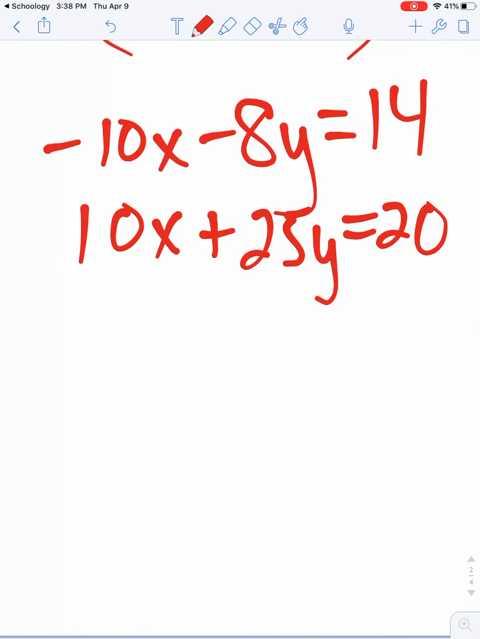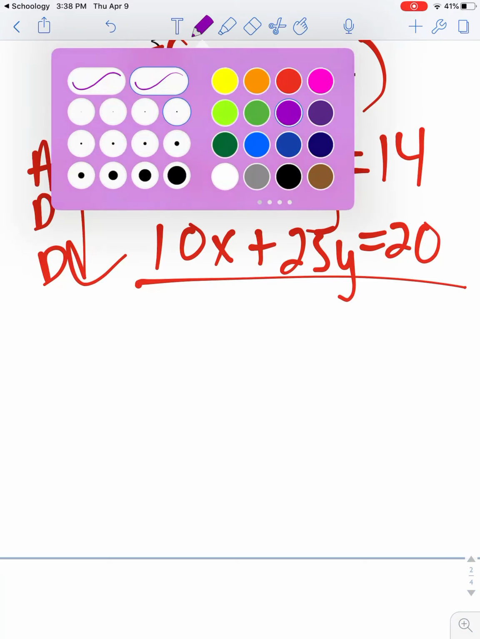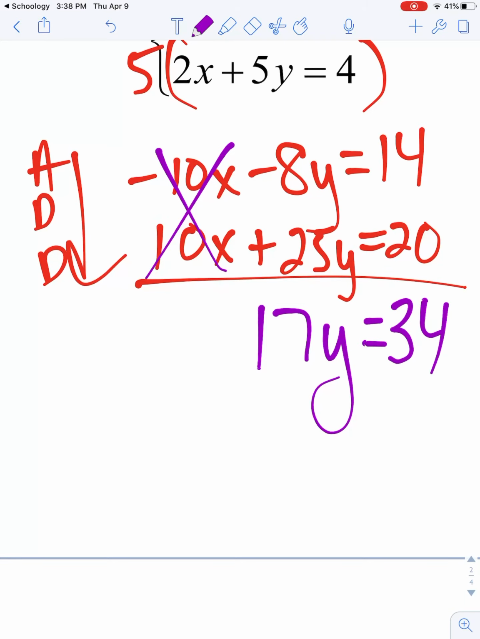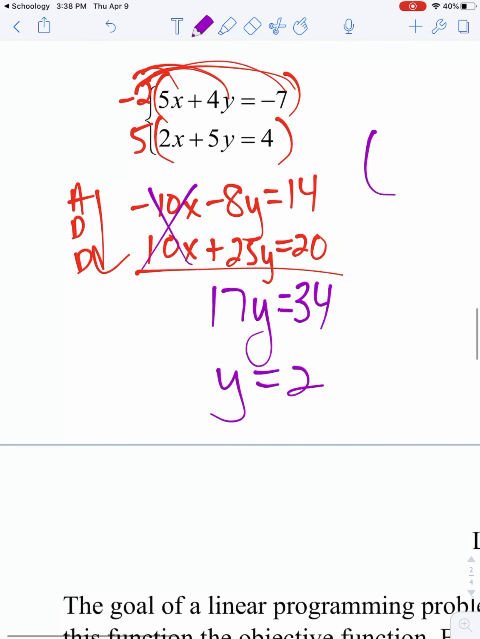Now I can see that when I add these equations together, I'm going to eliminate the x's. -10x and 10x, they're eliminated. I continue to add. -8y and 25y is a +17. And over here I get 34. So I eliminated the x's, so now I can just solve for y. y equals 2.